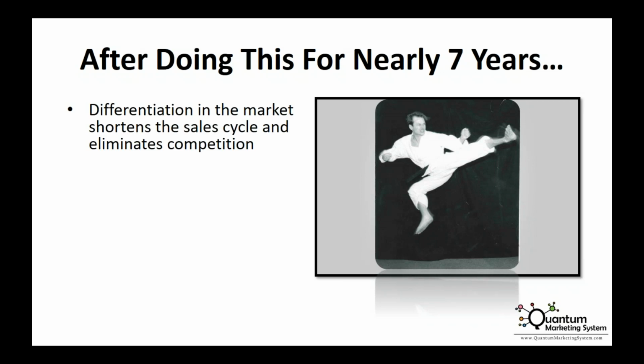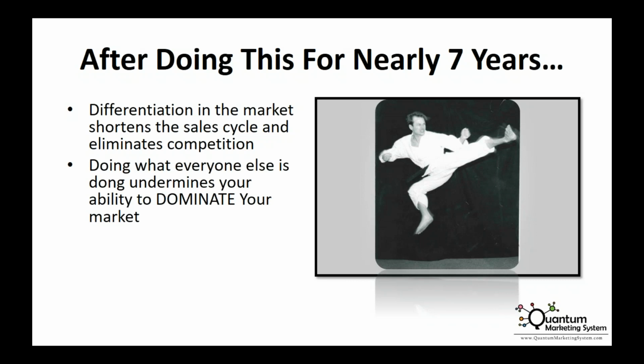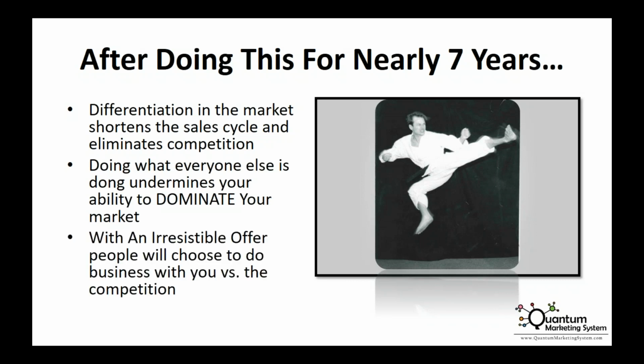And that is that differentiation in the market can dramatically shorten your sales cycle, and it can eliminate the competition. And there are a lot of ways to differentiate, but one of them is, of course, by having a significant pricing advantage. Doing what everyone else is doing is definitely going to undermine your ability to dominate your market. So showing up the same as everyone else is not a competitive marketing strategy. And this is going to give you a tool, as you'll see, that can make whatever you show in terms of life insurance dramatically different than someone else that is using just off-the-shelf products from the competition.